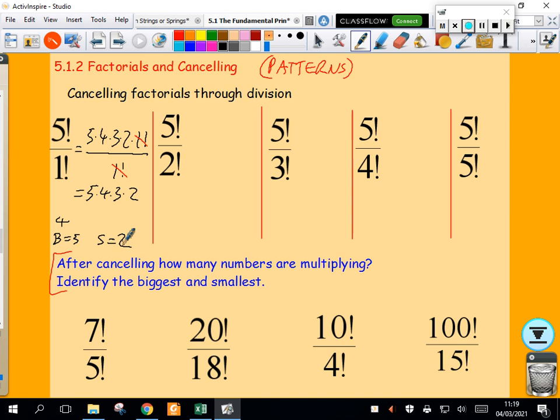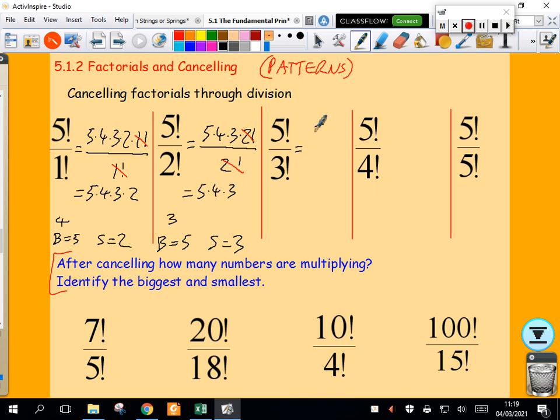And we'll come back to that again. I'm going to look at the second one: 5 factorial divided by 2 factorial. That's 5 by 4 by 3 by 2 factorial, all divided by 2 factorial. What you're getting here is cancelling, and you'll always get this kind of cancelling happen. What we're getting is 5 by 4 by 3. How many numbers are multiplying after cancelling? There are only 3 numbers in here. The biggest is 5 and the smallest is 3. So 3 multipliers, biggest 5, smallest 3.